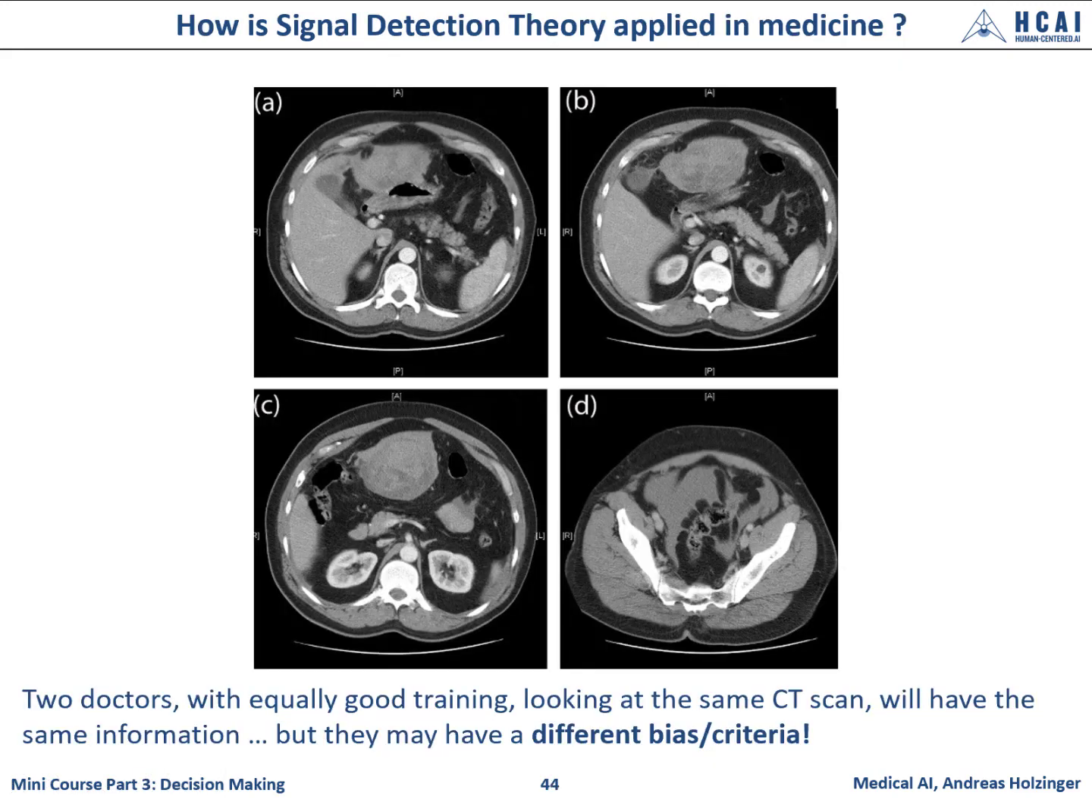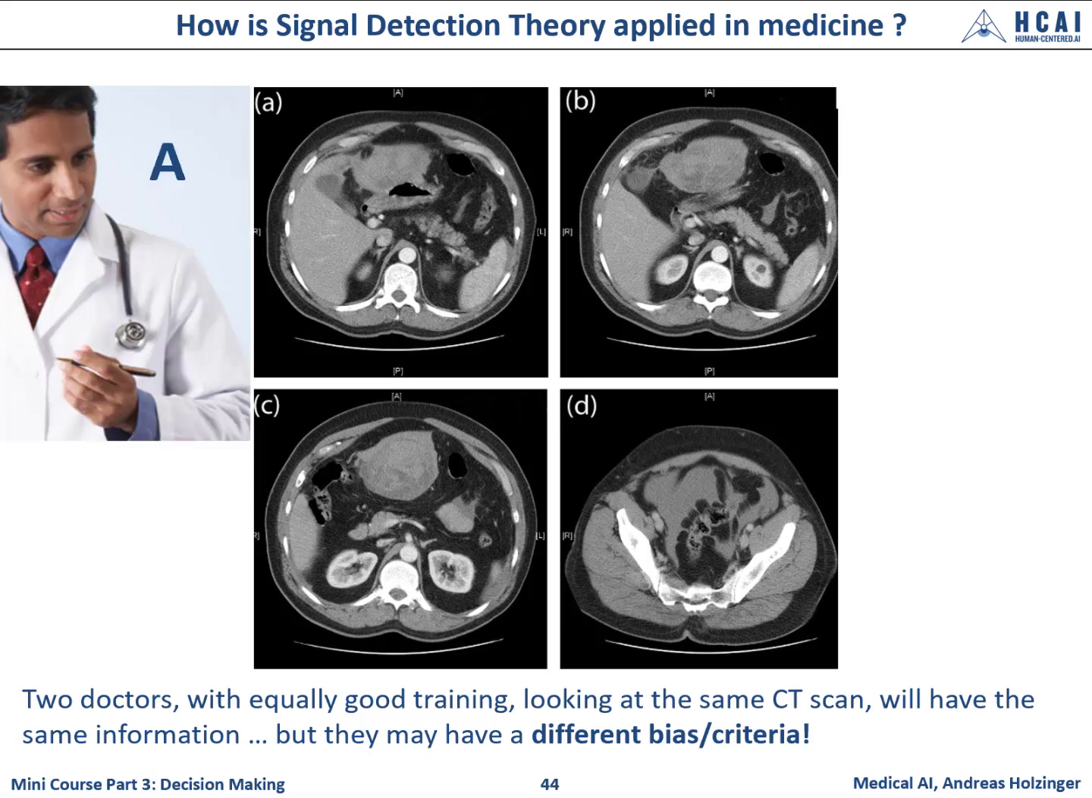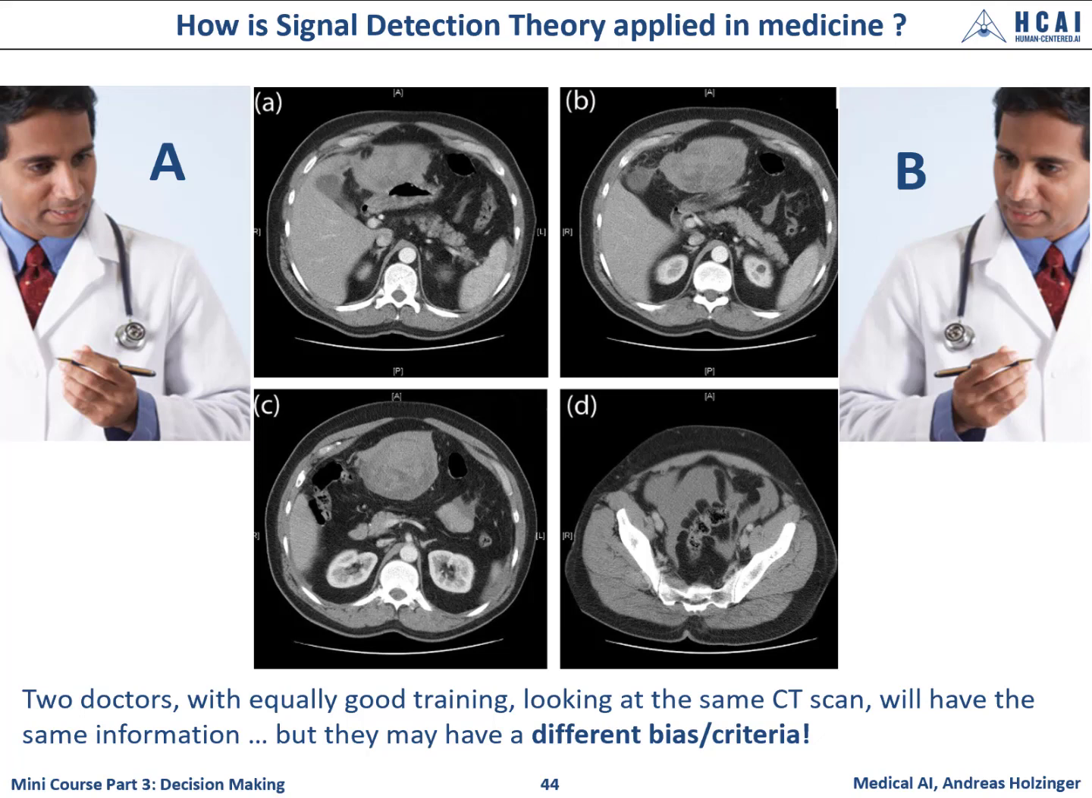Okay, so how is this applied in medicine? You see here two doctors, Dr. A and Dr. B, equally good in training, looking at the same CT scan. Both have completely the same information, but they may gain different knowledge out of the data due to many intervening factors. They can be biased, of course, they can have different criteria. Interpreting CT data is difficult and takes a lot of training, and there is always some uncertainty as to what is correct or not correct.